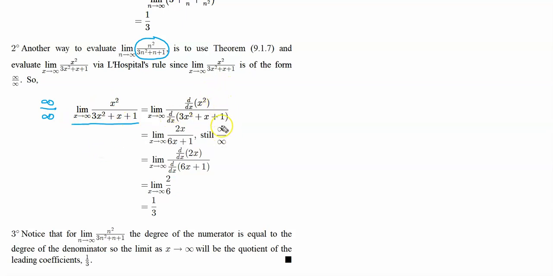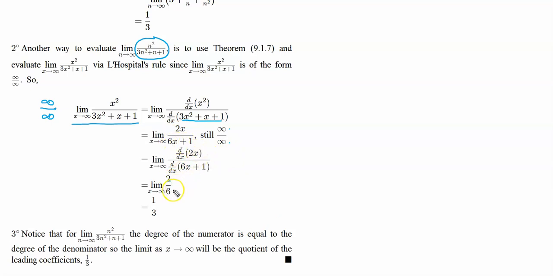So we can apply L'Hopital's rule 2 times. You see the first time we apply it, we get 2x over 6x plus 1. 6x plus 1 is the derivative of this. Now this is still of the form infinity over infinity. So you apply L'Hopital's rule again. Derivative of 2x is 2.